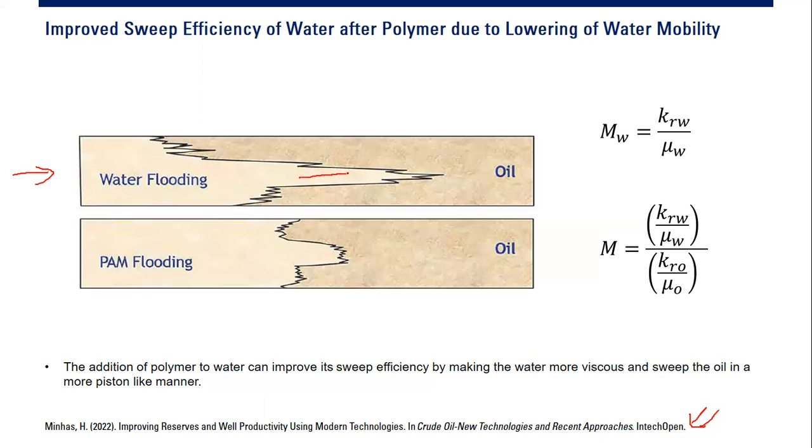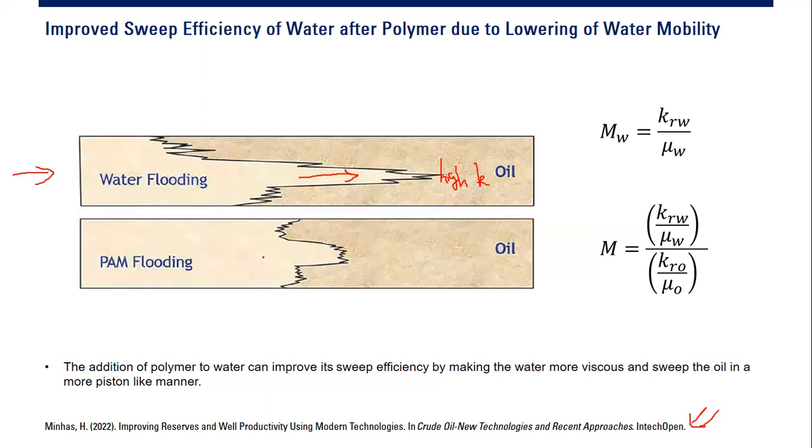Here at this depth, at this location, somehow the water moves faster. It can be because of high permeability, like at this depth, high K, high permeability. Or maybe it's just because of a mobility issue.